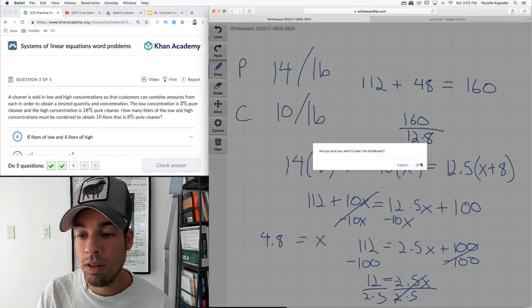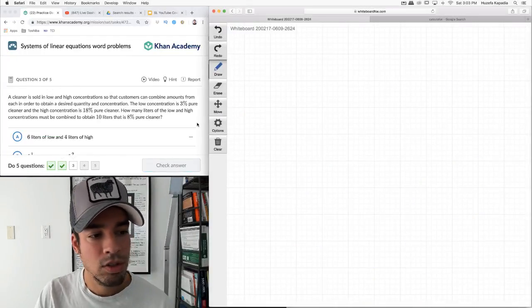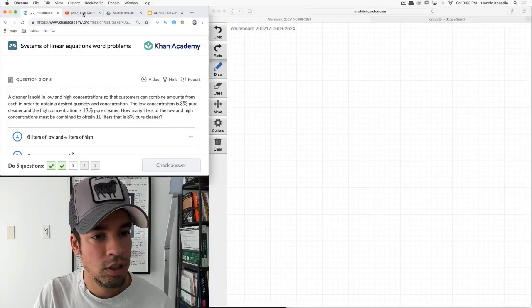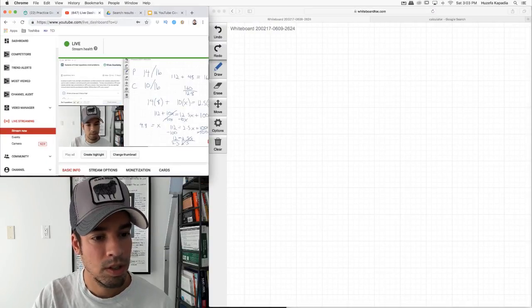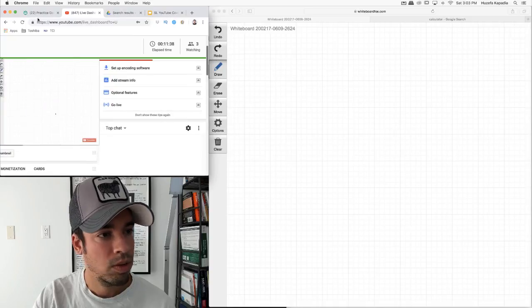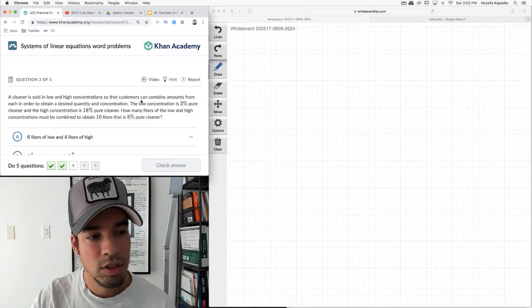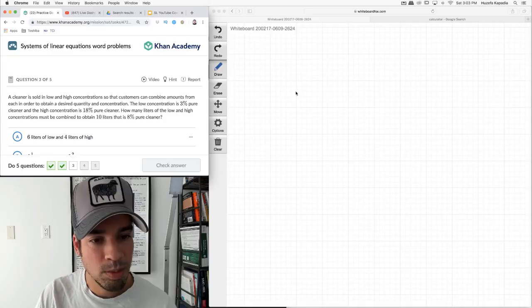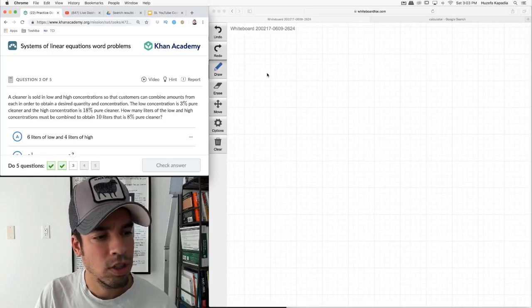Next. These are long problems. A cleaner is sold in low and high concentrations. Let's make sure we don't have any problems coming in here. Any questions? Okay, we're good. A cleaner is sold in low and high concentrations so that customers can combine amounts from each in order to obtain a desired quantity and concentration.